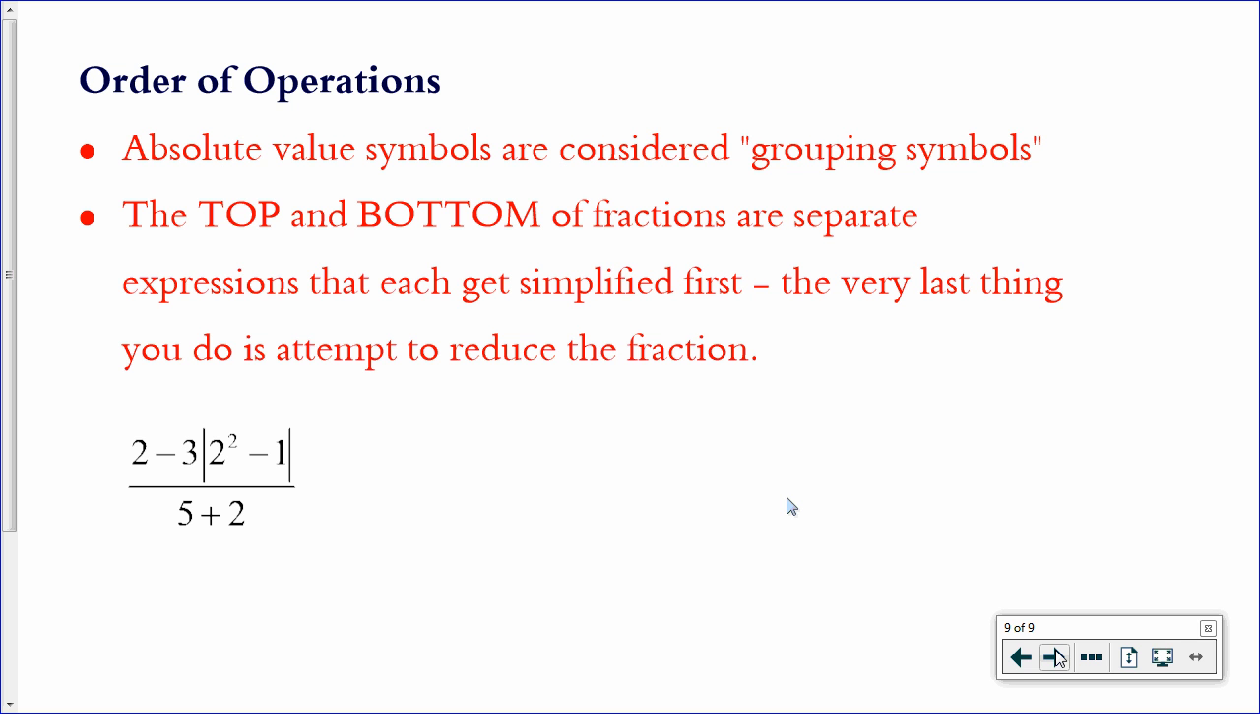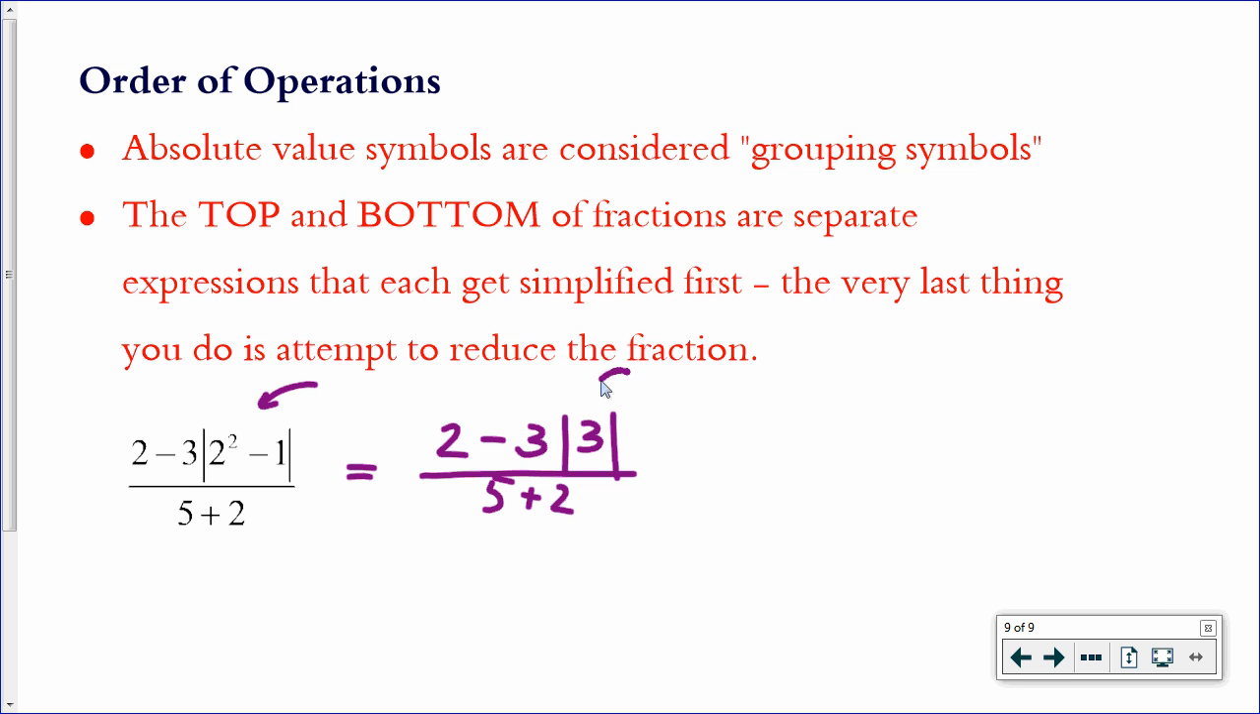So on the top here, inside of the grouping symbol, I have to do this 2 squared minus 1. 2 squared minus 1 is 4 minus 1, and 4 minus 1 is 3. So I can simplify this top to say 2 minus 3 times the absolute value of 3 over 5 plus 2. Now, I've done the operations inside of the grouping symbols. I don't see any exponential things left to do, so I'm ready to simplify the top using multiplication first.